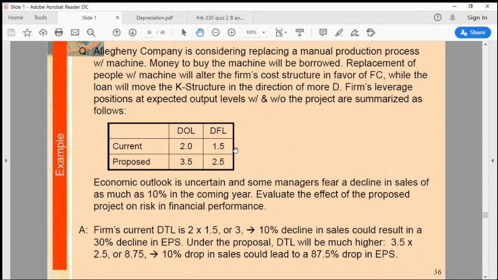Currently, degree of operating leverage is 2, degree of financial leverage is 1.5. But with the proposed change or replacement project, degree of operating leverage will increase to 3.5. Degree of financial leverage will increase to 2.5. Then of course degree of total leverage will be this times this. But then let's see what will be the total combined effect.